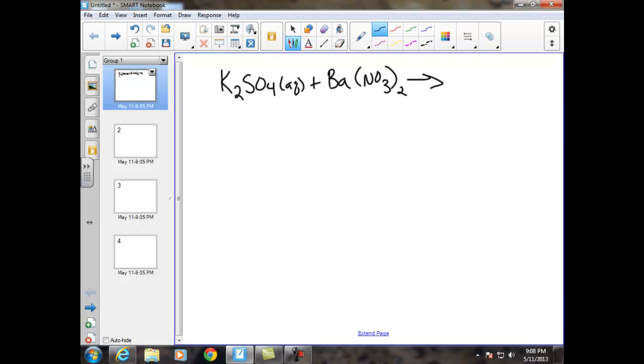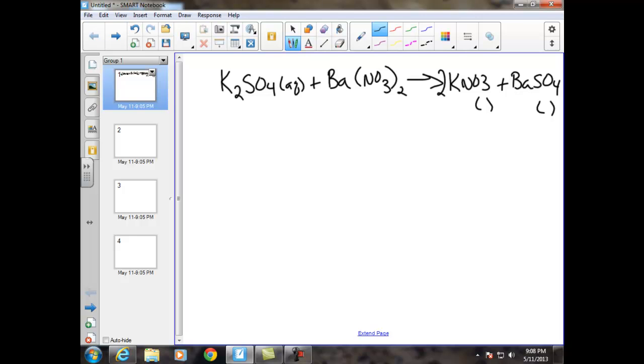KNO3 plus BaSO4. Now we don't know what these are yet, aqueous or solid, so just going to put these down here. And we've got two potassiums and two nitrates, so I need a 2 here to balance. So we're going to go to that table on page 437, figure out what my products are.